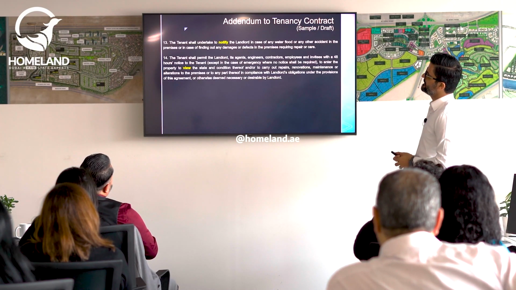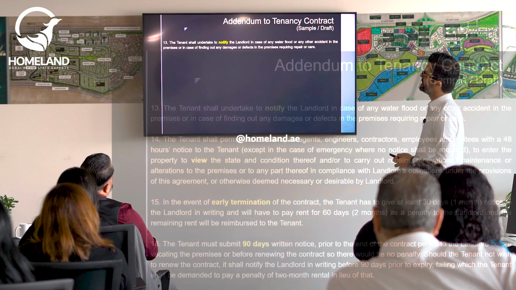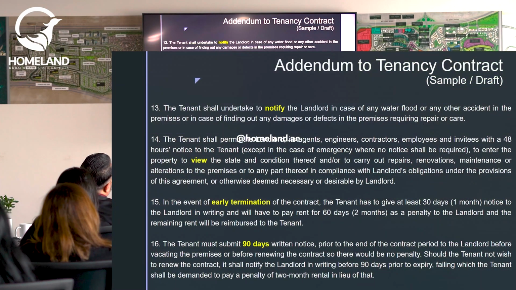The tenant shall undertake to notify the landlord in case of any damages or issues in the property. It's the tenant's responsibility to let me know if there is a leakage, if there are electrical issues, whatever issues there are. The tenant shall permit the landlord viewing. I write it in the contract and I mention it from day one.